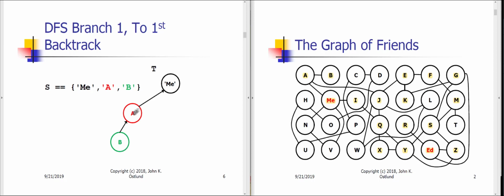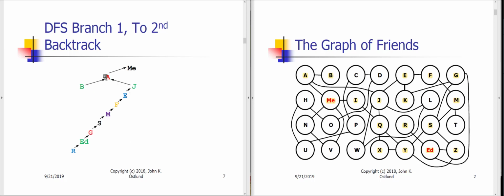From me, we visit A. We add A to the tree with me as the parent, and we add A to the set. From A, we visit B. We add B to the tree with A as the parent, and also add B to the set. And now we have to backtrack, so we come back up to A. From A, the next alphabetical unvisited neighbor is J. And so we visited J, and that led to a quite long branch in our tree.